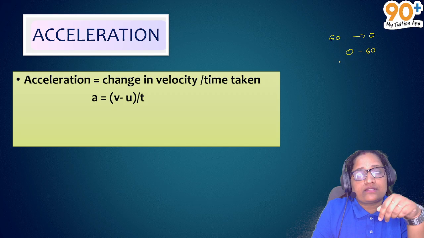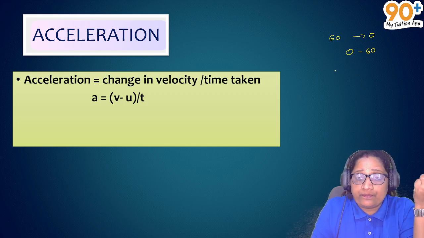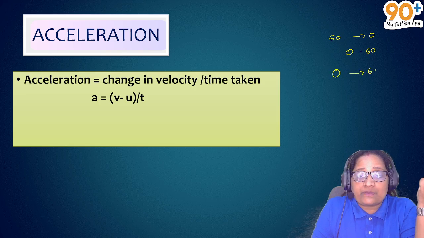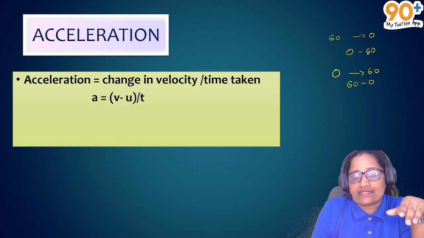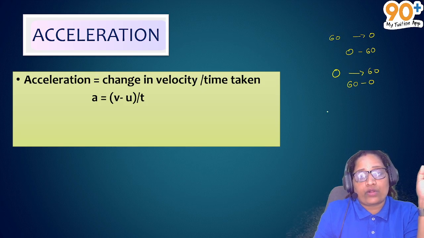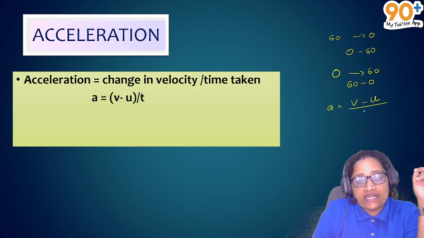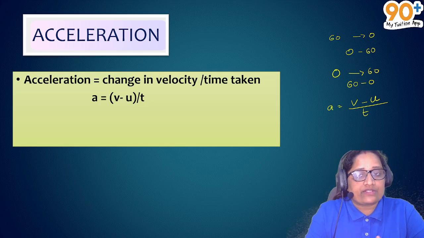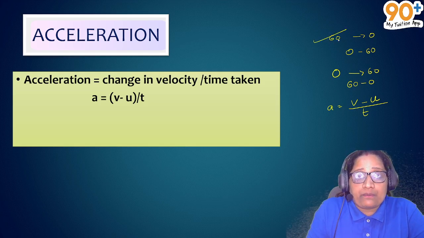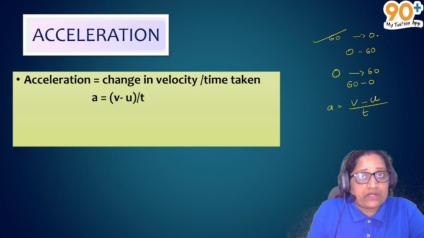But Zara was increasing her speed, so she started from 0 and attained a speed of 60. So the velocity change is final velocity minus initial velocity. She increased her speed. Acceleration means final velocity minus initial velocity divided by time. If a car applies a brake, its velocity decreases, from 60 kilometers per hour to now 0, which is deceleration.